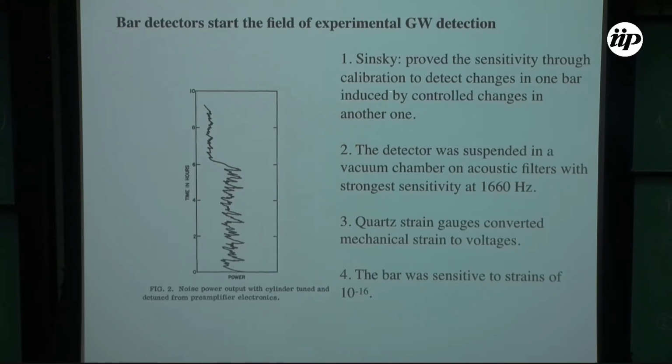One of the things that is worth mentioning about those early years is that Weber proved that very sensitive instruments could be designed, even with the technology of that time, before digital electronics. One of the things that, at least for me, was most impressive is this is the strongest sensitivity. His first bar was sensitive to strains of 10 to the minus 16. I think that LIGO now is sensitive to minus 22 to minus 23, so 7 orders of magnitude, but it's still pretty impressive.